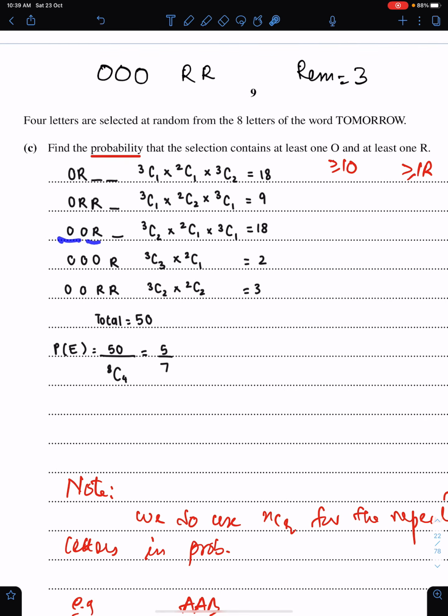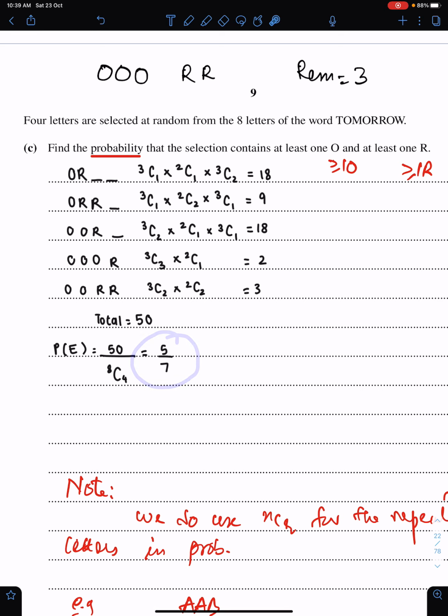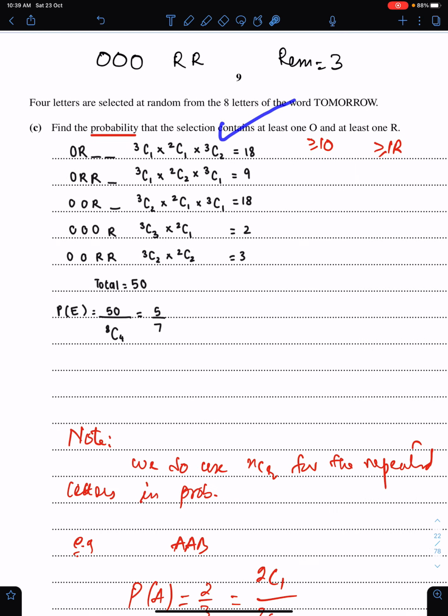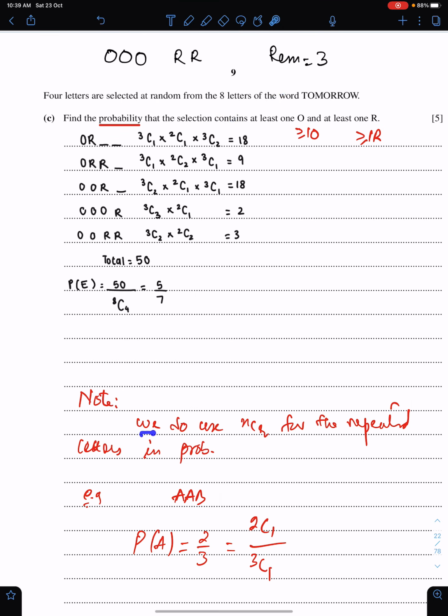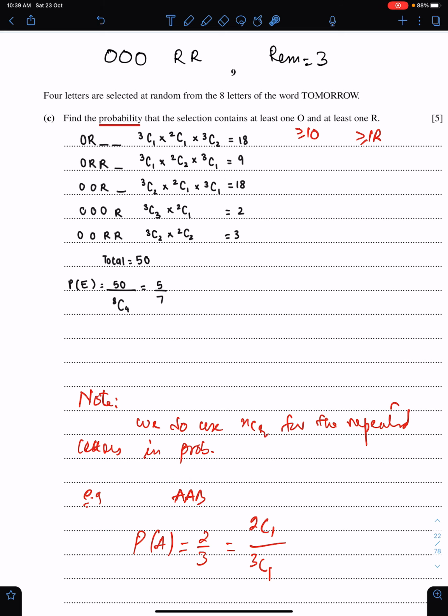Now 2 O's and 1 R. For 2 O's write 3C2, 1 R, 2C1 and 1 letter 3C1. 3 O's with 1 R, 3C3, 2C1, so 2 ways. 2 O's and 2 R's, 3C2, 2C2, 3 ways. Just count all these. So there are 50 ways and total is 8C4, which is here. That's the way to find the probability of this situation. Note, we do use NCR for the selections of repeated letters in probability, like this. And we use this here.